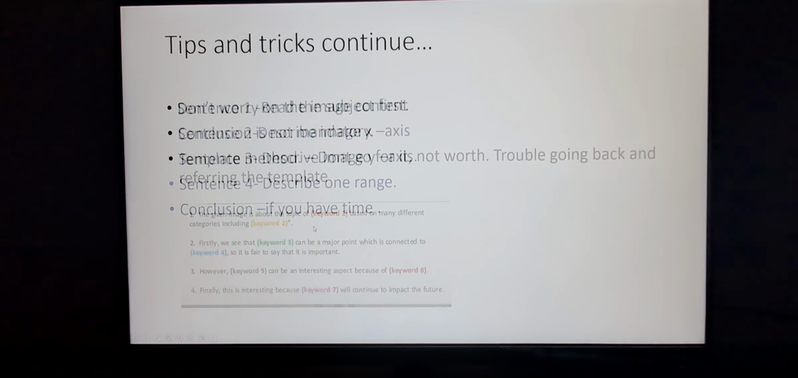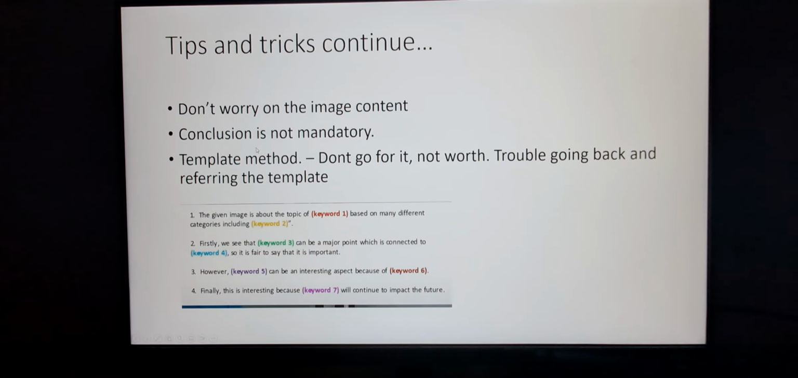Sentence 5 is the conclusion. As I said, if you have time, you can do it. If not, it's not mandatory. But if you have time, you can just say, in conclusion, this image gives accurate information on the UK unemployment rate from 1971 to 2006. In conclusion, this picture gives very good information about the UK unemployment rate. In conclusion, this image gives very valuable information about the unemployment rate from 1971 to 2004.